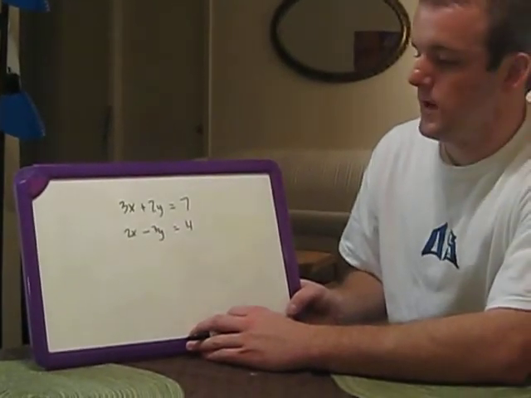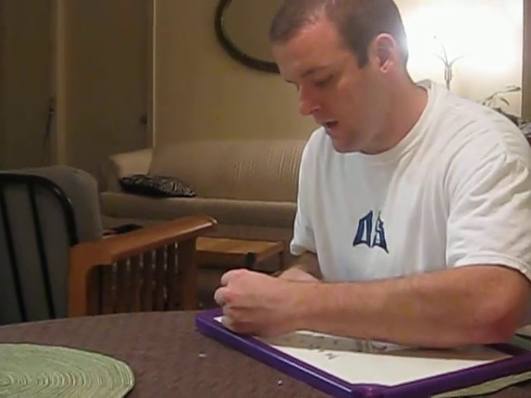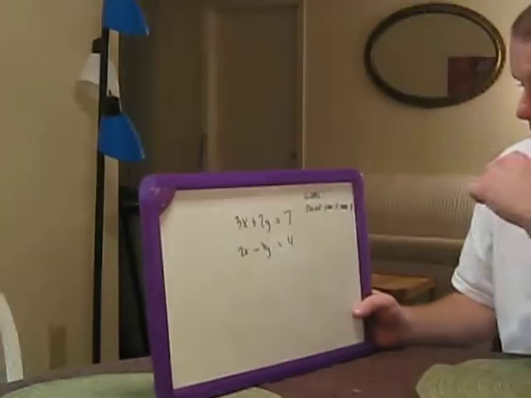And so the problem that I'm going to show, and that I helped him with, is 3x plus 2y equals 7, and 2x minus 3y equals 4. Our goal is to solve for x and y.